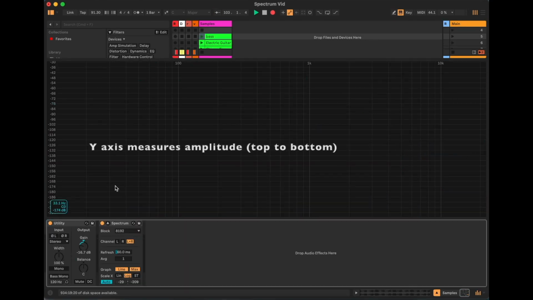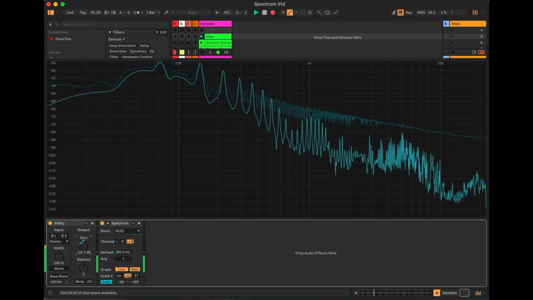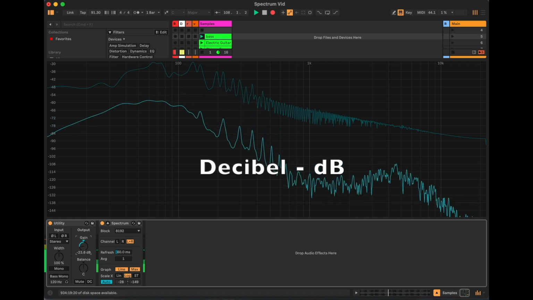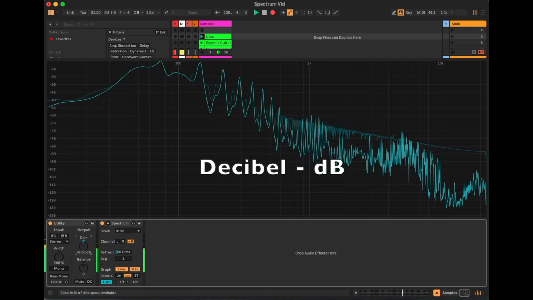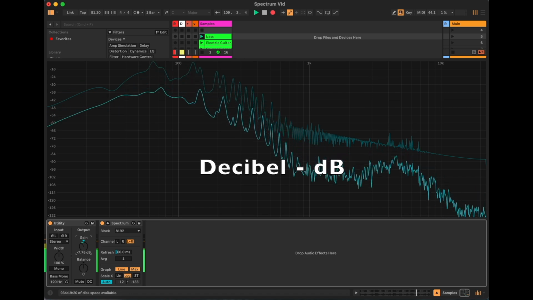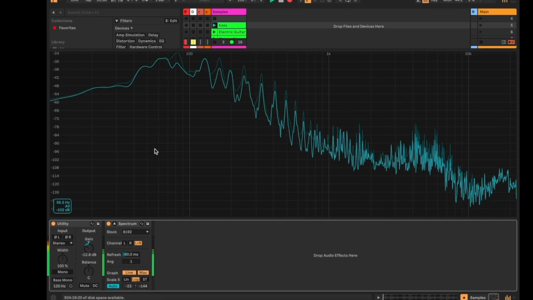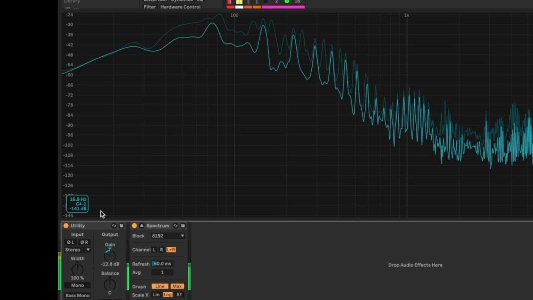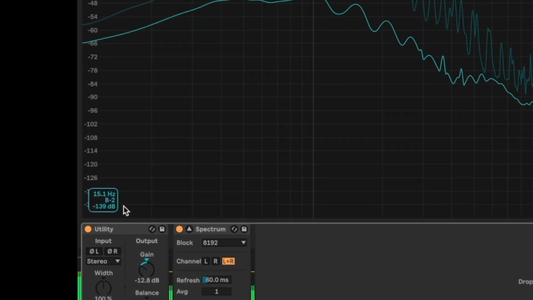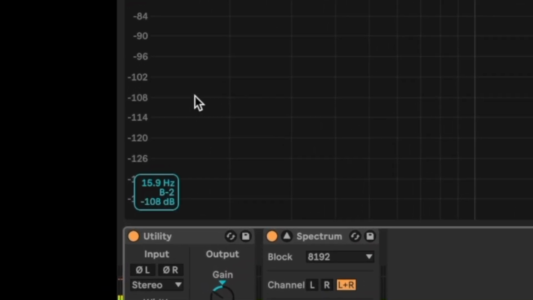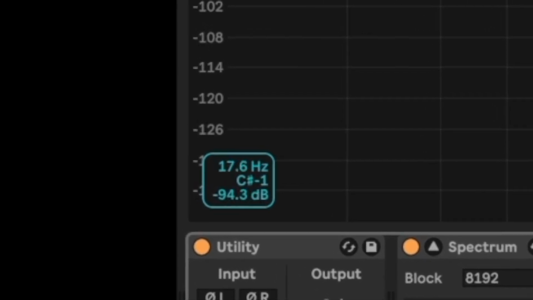What we are looking at in the window from top to bottom is what amplitude the frequencies are happening at. Amplitude is how quiet or loud we perceive a sound. We measure amplitude in decibels, dB for short. Notice in the blue box in the lower left corner of the window, when I move the cursor from top to bottom, we can see the decibel numbers changing.